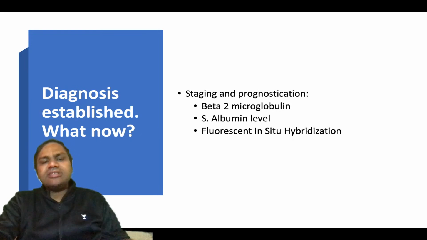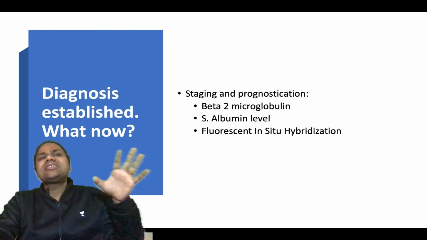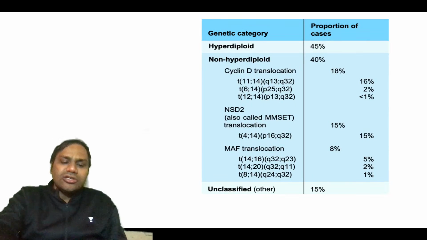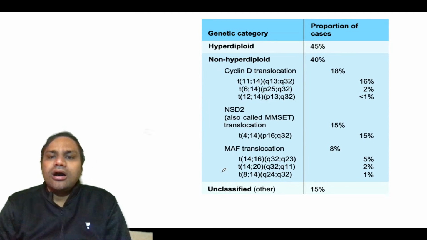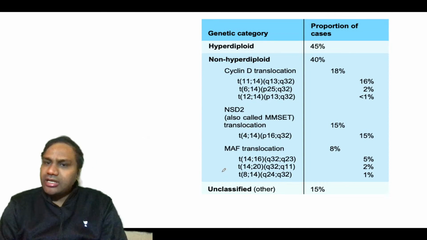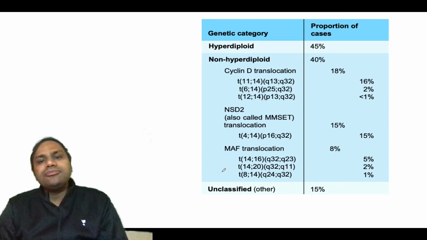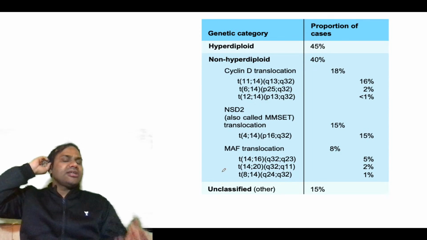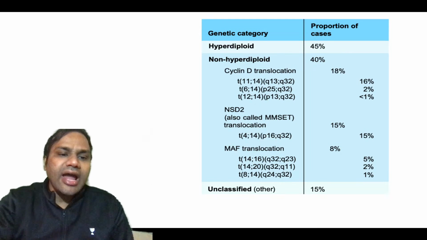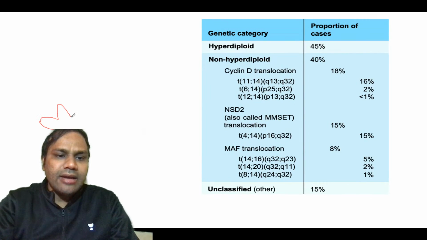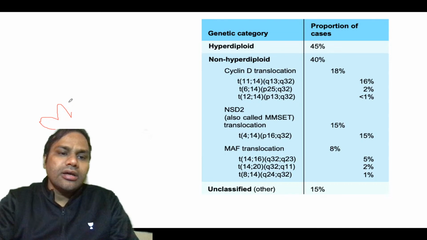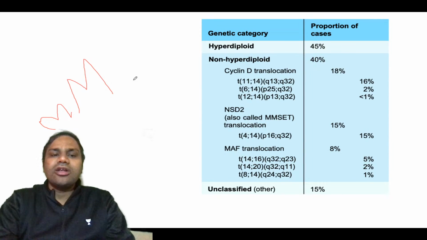so diagnosis is established. Now what you need to do? You need to do staging and prognostication. So see, what are different types of mutations which you see in multiple myeloma. When I was talking about MGUS and even multiple myeloma also, when you write multiple myeloma, basically what you can remember is you can write M. Multiple myeloma is MM basically.